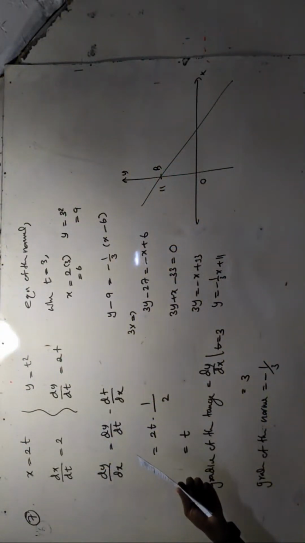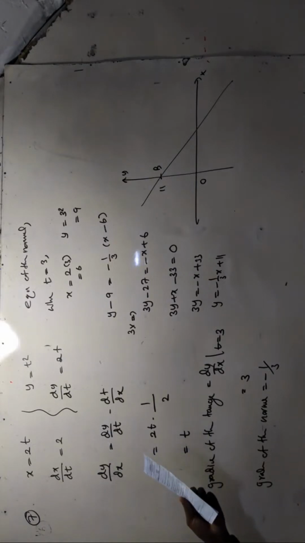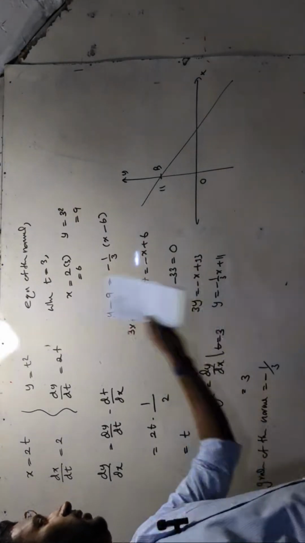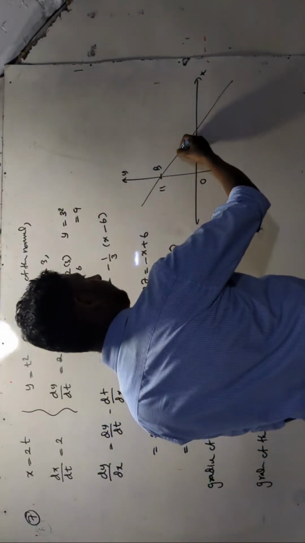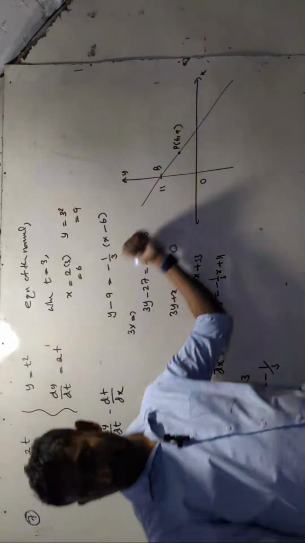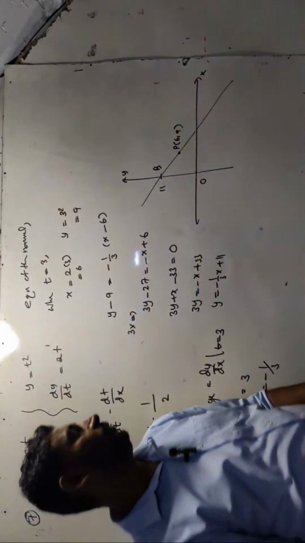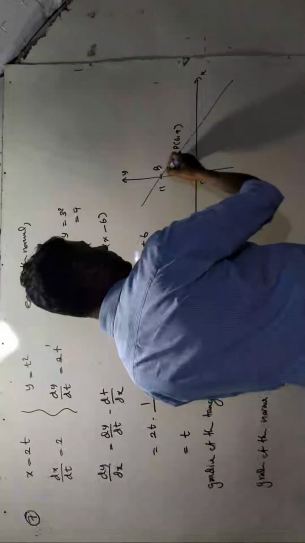Find the area enclosed by OB, BP and OP. What is the P point? The coordinates of the P point are 6 and 9. Now this point lies on this straight line. Now we need to find the area of this OBP triangle. That means this one, the OPB triangle.